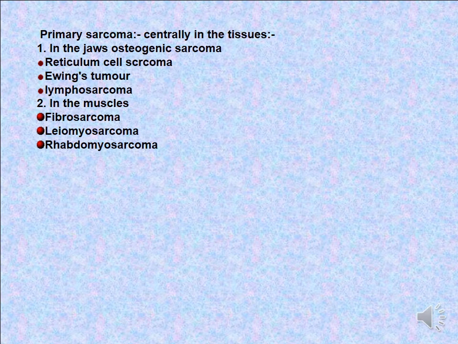The other type of malignancy is from non-epithelial tissue, called sarcoma. We have a primary sarcoma and a reticular sarcoma. The primary sarcoma arises centrally in the tissue of the jaw: osteogenic sarcoma, a bony sarcoma, or reticulum cell sarcoma, or Ewing's tumor, or lymphosarcoma, or from the muscles: fibrosarcoma, leiomyosarcoma from smooth muscle, rhabdomyosarcoma from skeletal muscle.